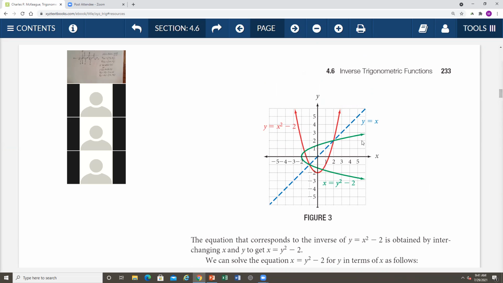By the way, ladies and gentlemen, I never did indicate what we would restrict the domain of our quadratic function y equals x squared minus 2 to be in order to force it to be a one-to-one function. Does anybody know what restricted domain we would have to go with for y equals x squared minus 2 to force it to be a one-to-one function? It's kind of a challenging question. Anybody want to take a stab at that?